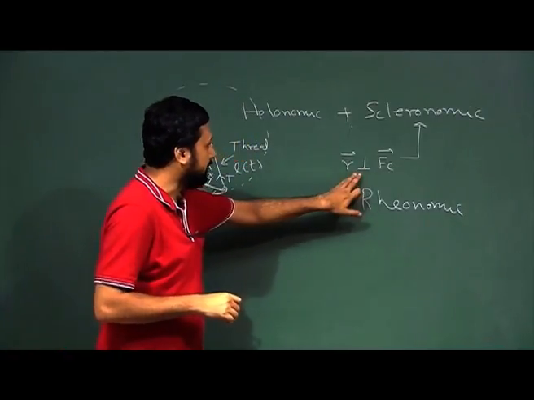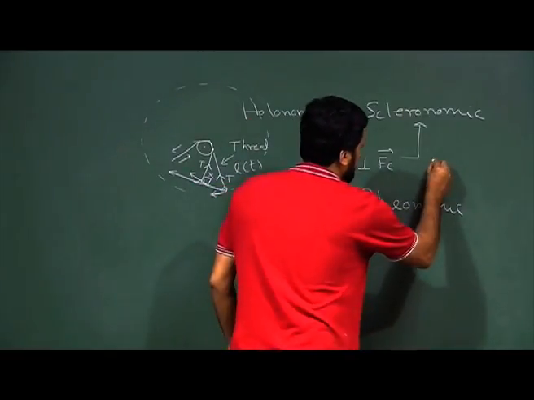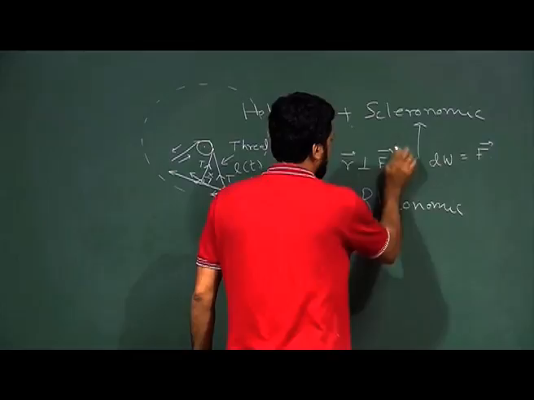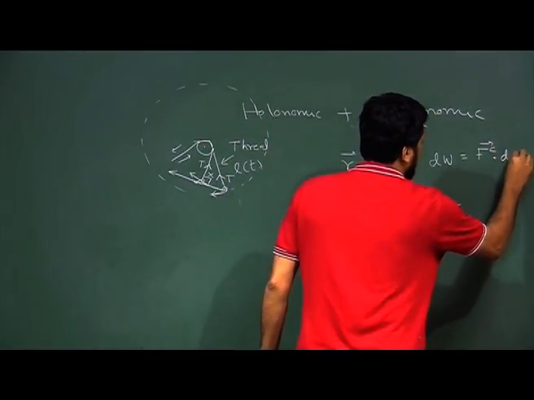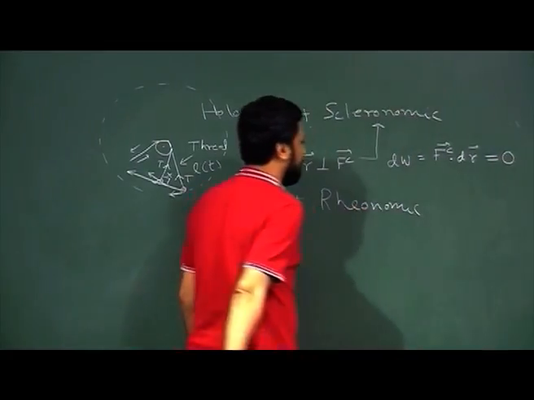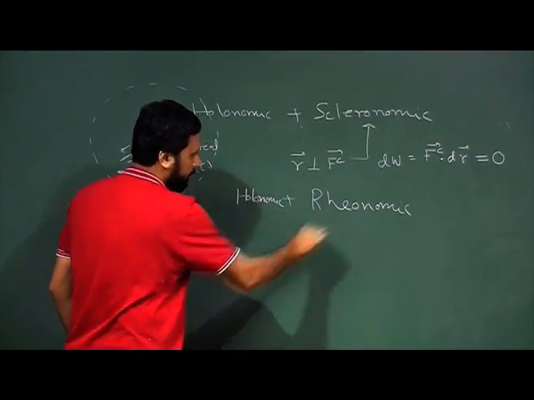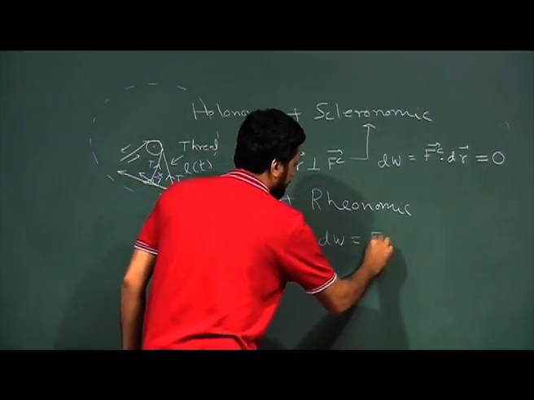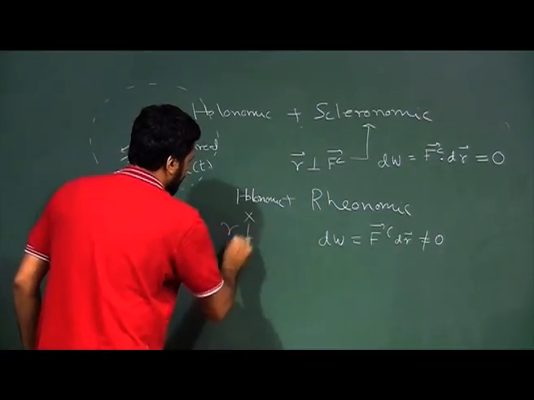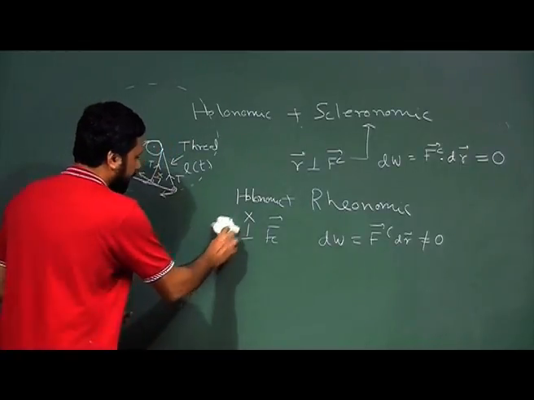So, in that case we cannot say this, and the work done due to the forces of constraint, which is given by dW equal to F c dot dr. In the earlier case this is equal to 0, but if we calculate the same quantity for a holonomic plus rheonomic constraint, then dW, which is F c dot dr, is not equal to 0, because r is not perpendicular to F c, or I should not say r actually, I should say the instantaneous velocity v.